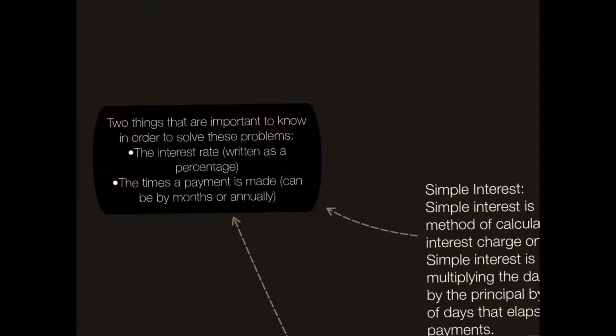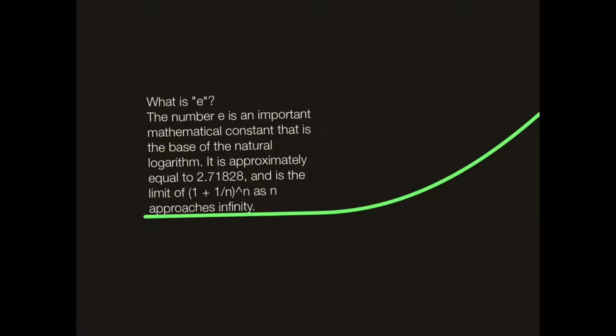Two important things to know in order to solve problems related to interest are the interest rate, written as a percentage, and the times a payment is made, that can be by months or annual. Now, what is e? The number e is an important mathematical constant that is the base of the natural logarithm. It is approximately equal to 2.71828 and is the limit of 1 plus 1 over n to the power of n as n approaches infinity.